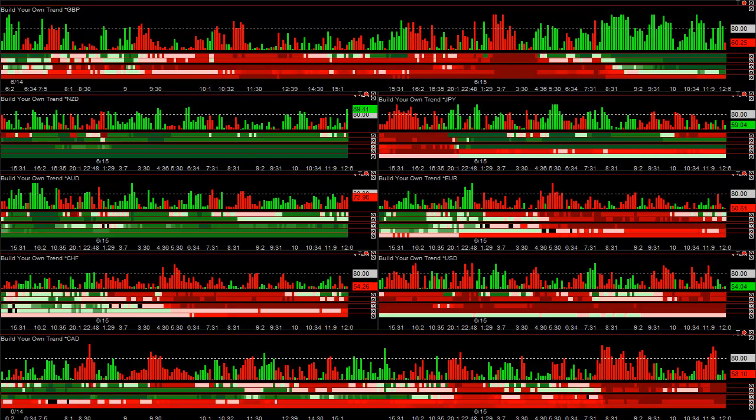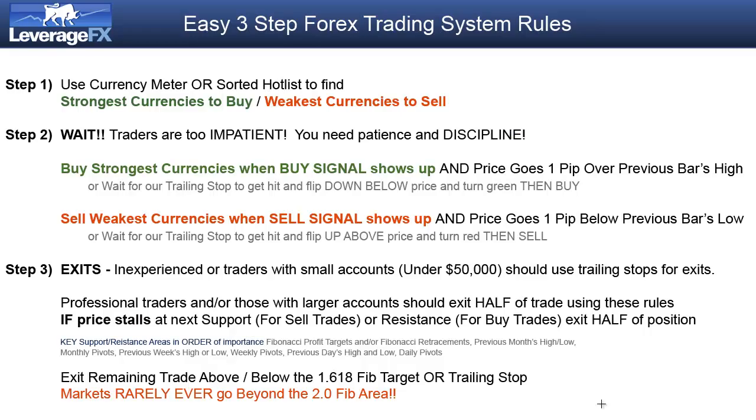We've come up with a very easy three-step Forex trading system that most traders should be able to learn in 5 to 10 minutes and start trading with immediately. This is our three-step Forex trading system. Step 1, use a currency meter like I just showed you that shows not only the real-time trend in histogram format, underneath that it shows the 15, hourly, daily, weekly, monthly. The more time frames that line up, the better. You want to buy the strong currencies like today, the pound and New Zealand, versus the weakest ones like today, the dollar and the CAD.